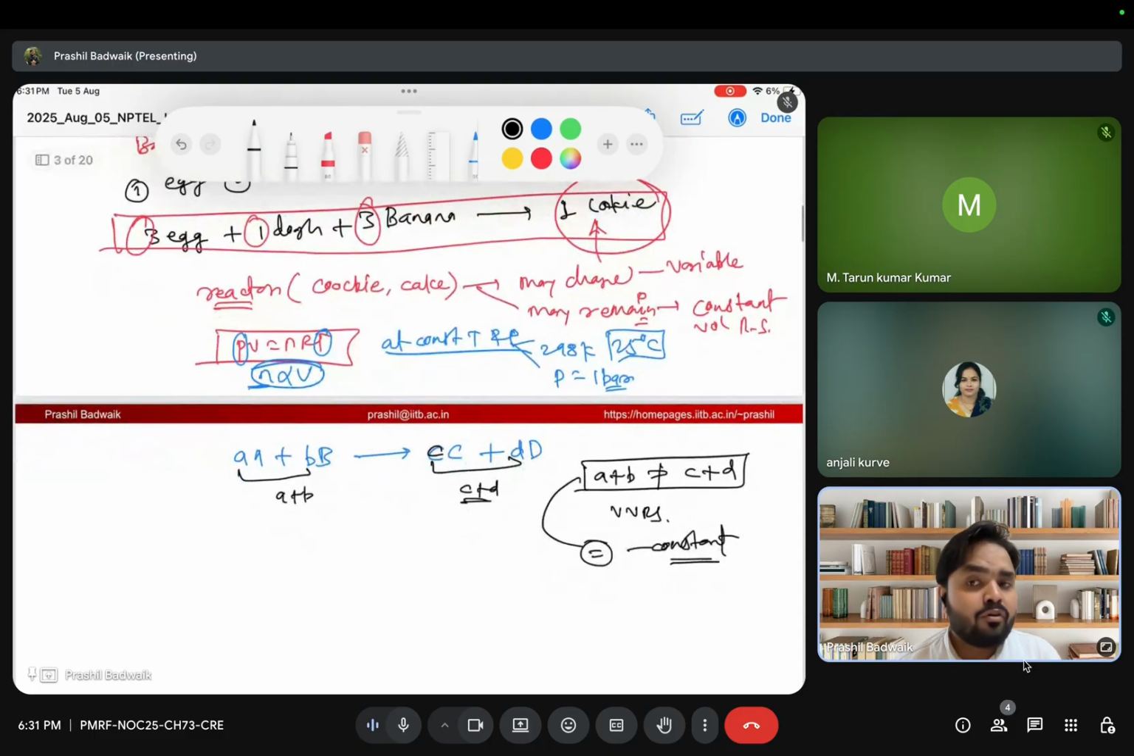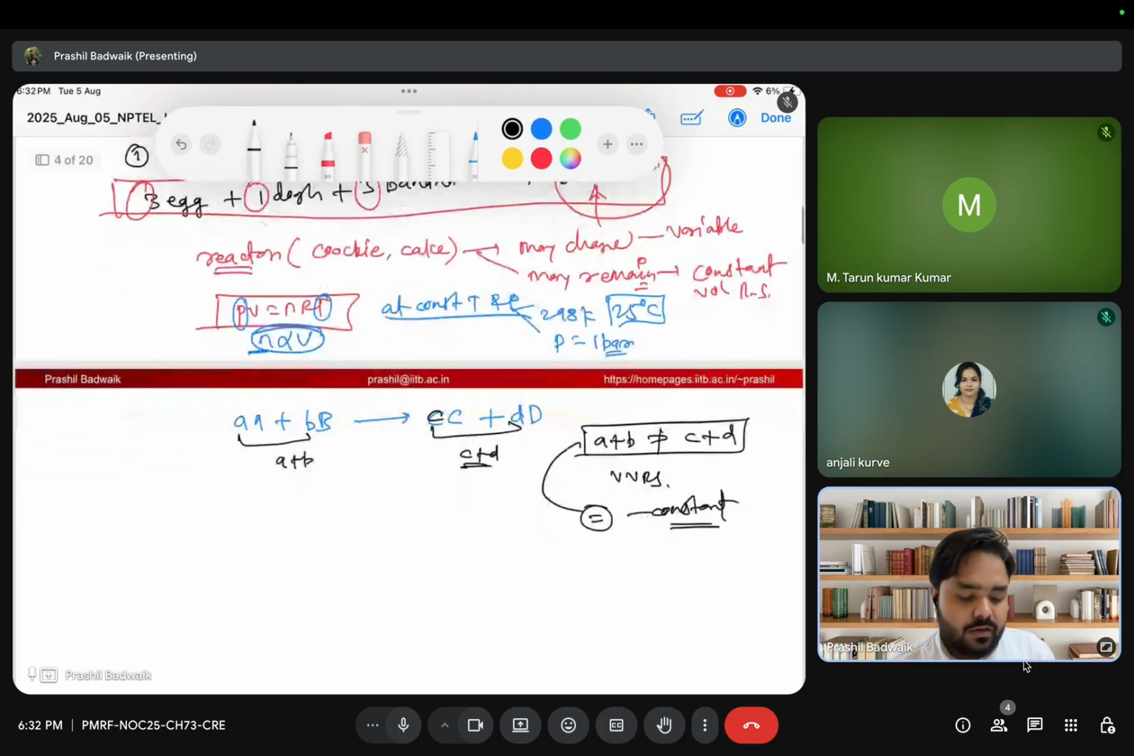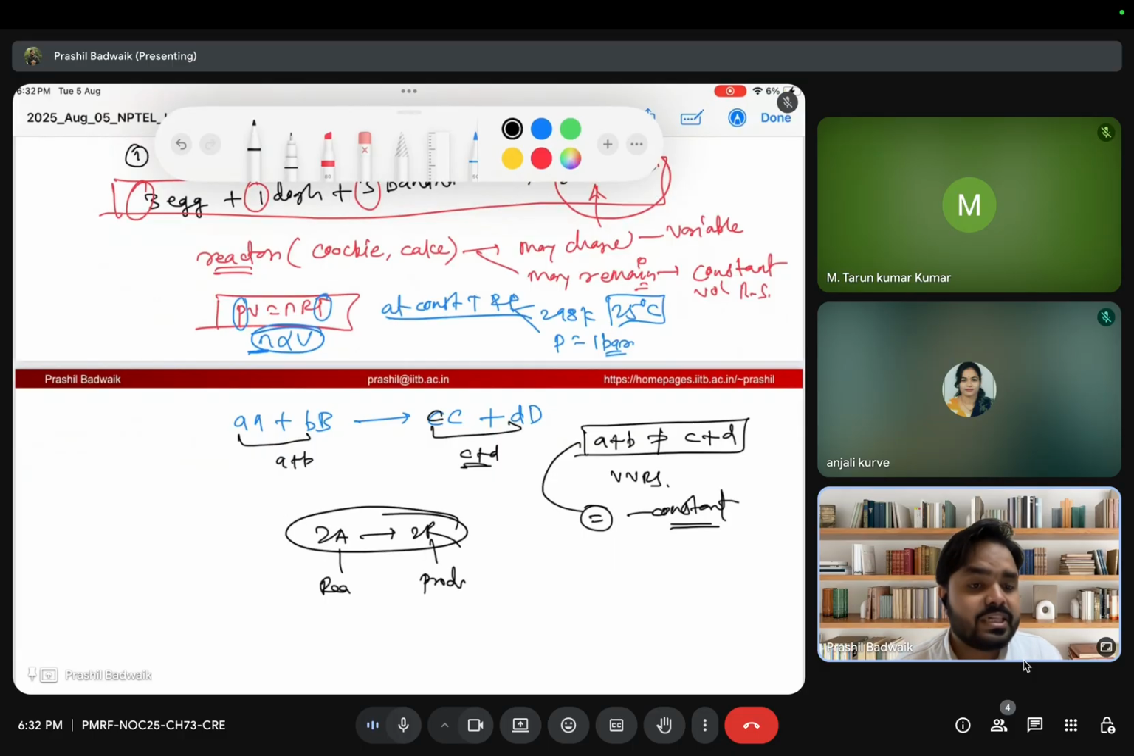So based on the number of moles that are given in the chemical reaction, we call it stoichiometric coefficients. We can decide whether the volume of the reaction will change or not. Correct? For example, in a reaction where I am having 2A gives 2R, A is the reactant and R is the product. So what is happening? Number of moles are not changing. That means volume of the system will not change.